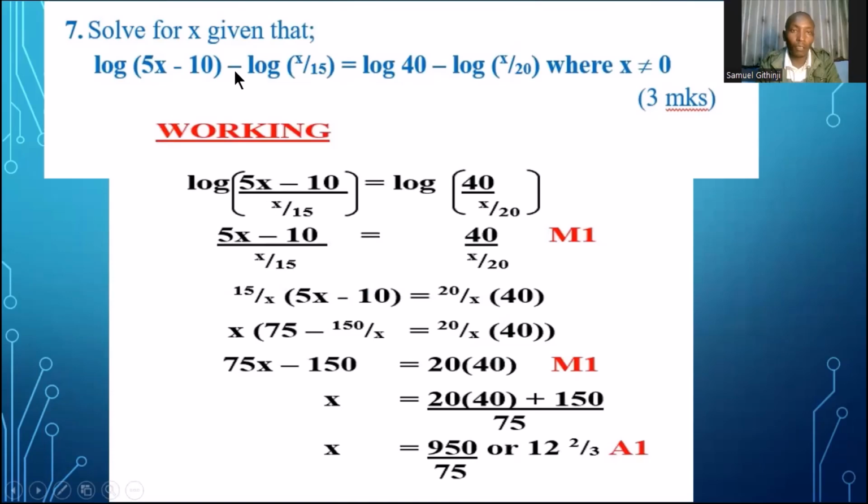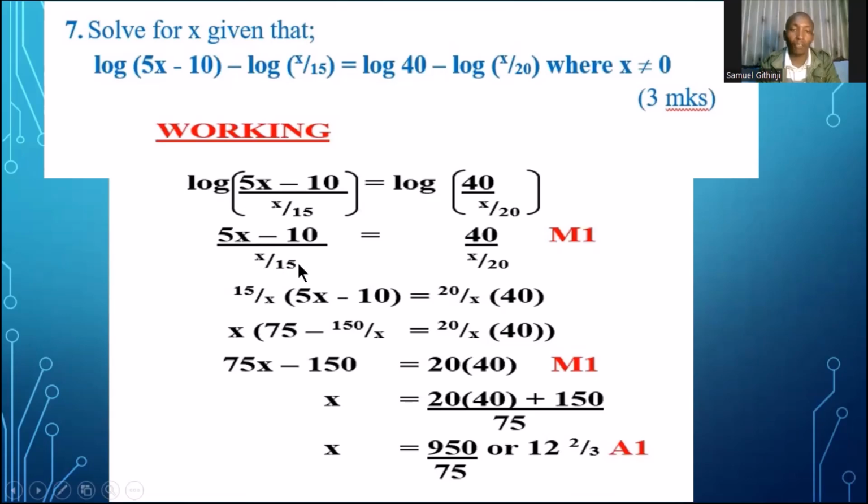This is subtraction. You're subtracting logarithm. If you're subtracting logarithm, it means the numbers thereof are being divided. So I can merge these two logarithms by dividing the first number with the second, like I've done here. The same case on this side, 40 divided by x over 20, like that. Then I can now ignore the logarithm and equate the numbers, just like that. Equate this number with this, because if the log of this is the log of this, it means the two numbers are equal. Okay, simple mathematics.